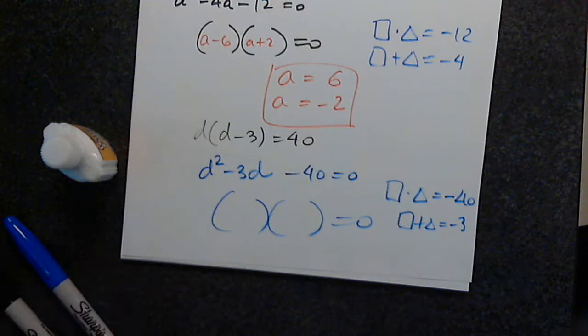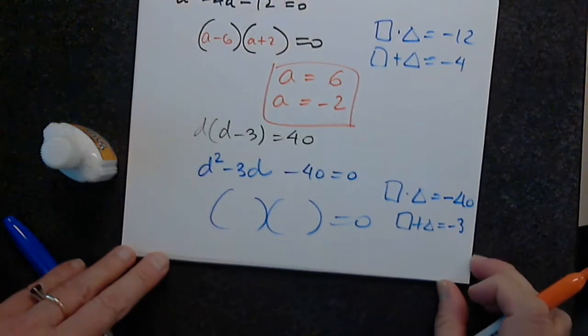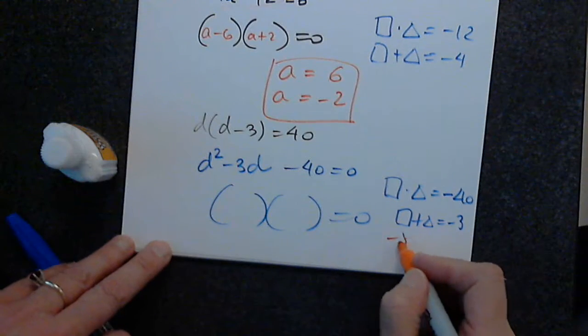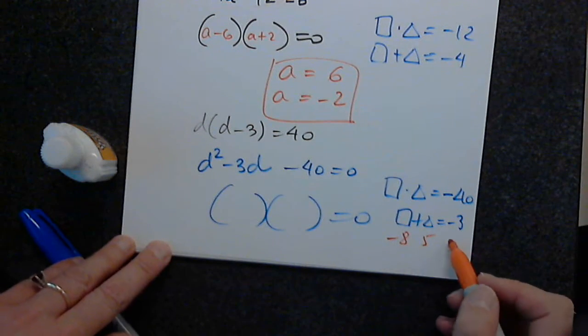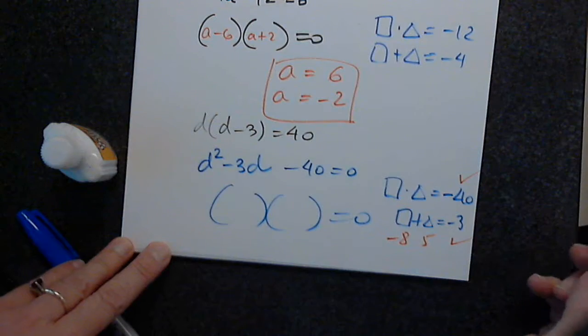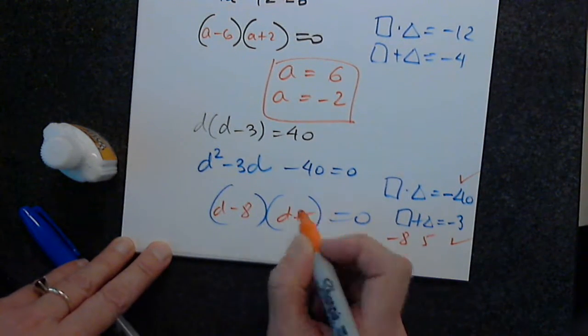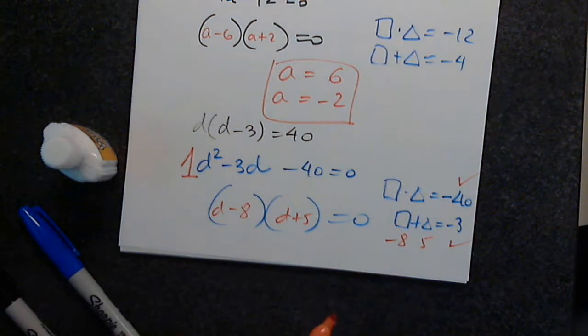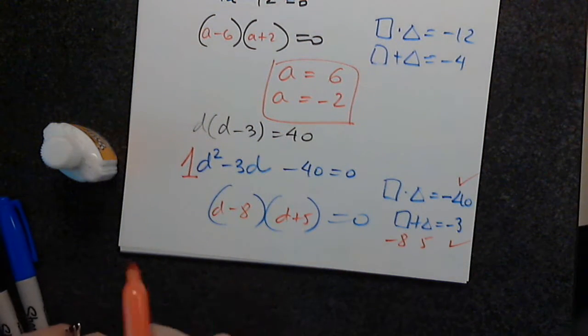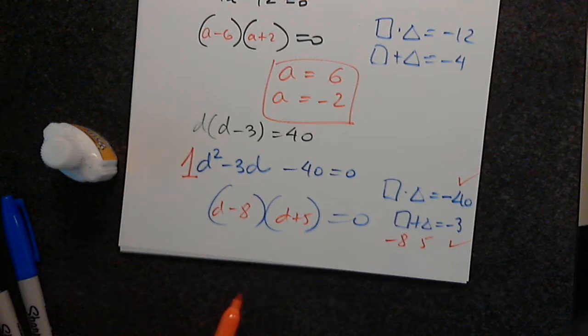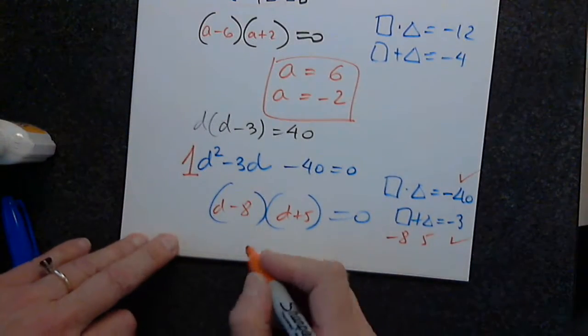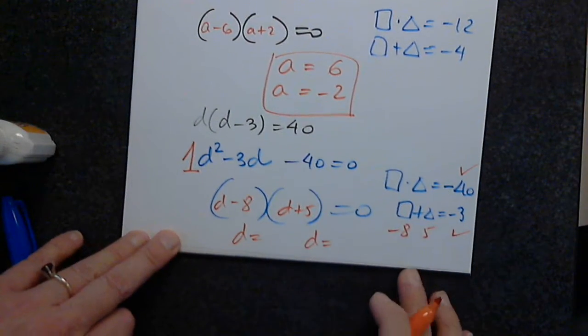And those numbers are, very good, negative 8 and positive 5. The sum is negative 3, yes. The product is negative 40, yes. And we can directly write d minus 8 and d plus 5, only because the leading coefficient was 1. That is not possible when the leading coefficient is not 1. Okay, so then you'll give me two solutions as expected.